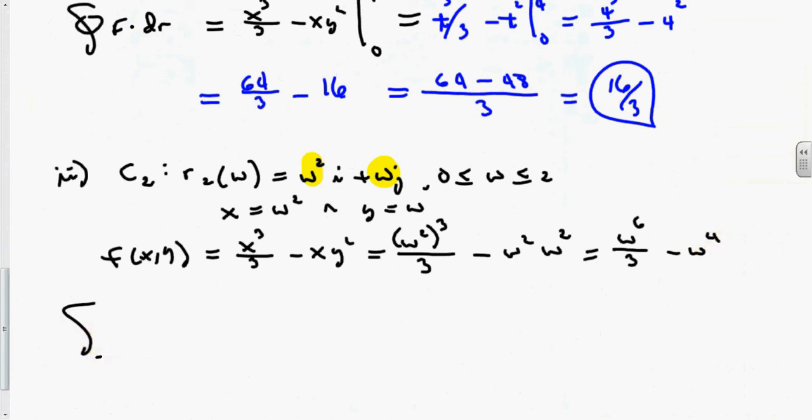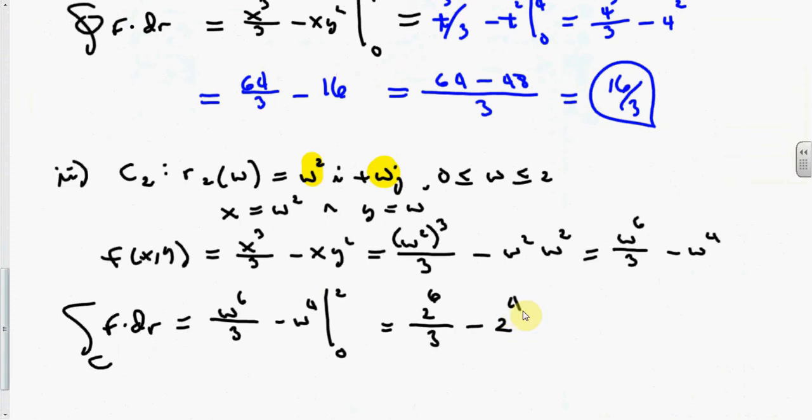So this line integral is equal to, since it's conservative, its potential function evaluated at the limits of integration. That goes from 0 to 2. So this is 2 to the 6th over 3 minus 2 to the 4th. So this is 64 over 3 minus 16, and we get the same value, 16 over 3.